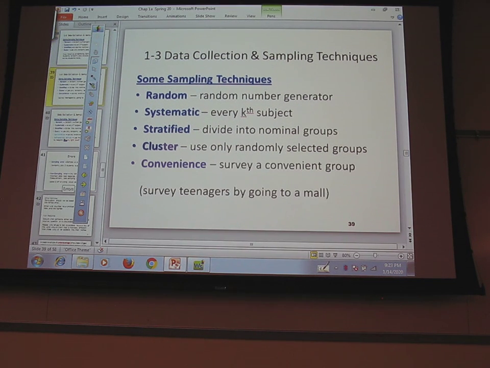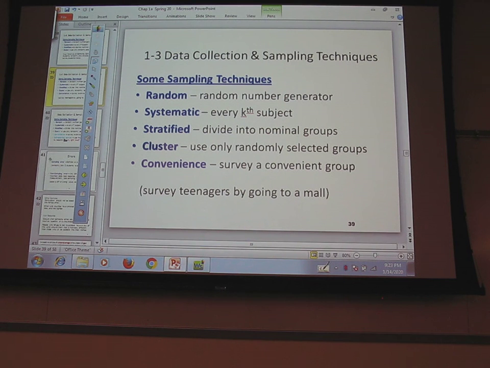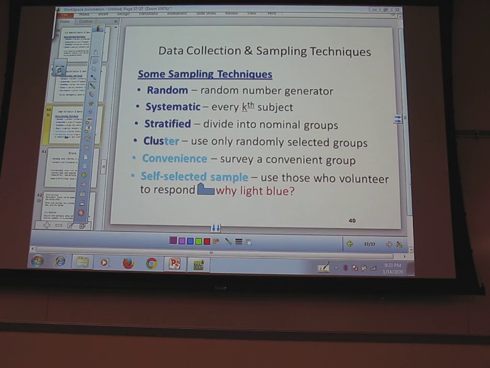You can also have convenience, where you survey a convenient group. So I want to know about teenagers, so I go where there are teenagers. I go to the mall to get teenagers. Or self-selected, where I use those who volunteer to respond.